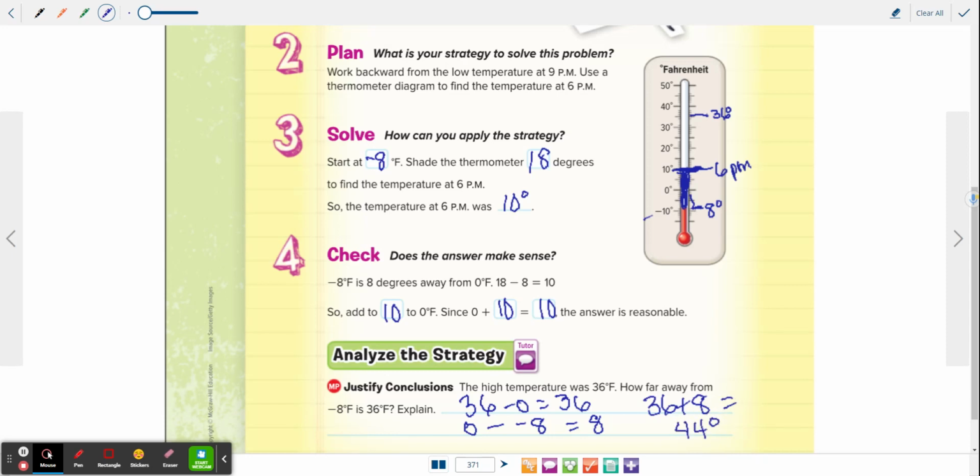So the high temperature was 36, the low temperature was -8. That's a difference of 44 degrees. You can't just do 36 minus 8 and get that, because we've got a positive and a negative. Okay? You have to go from 36 to 0 and then 0 to -8. That's 44 degrees.